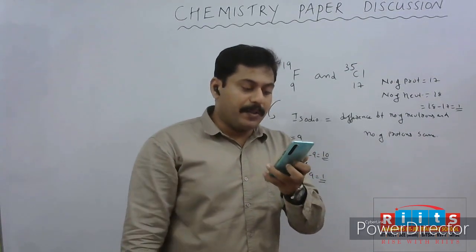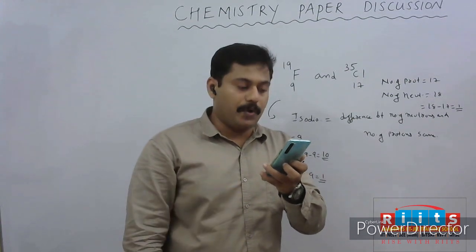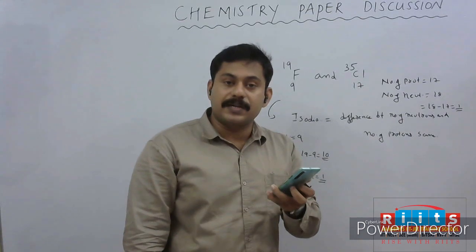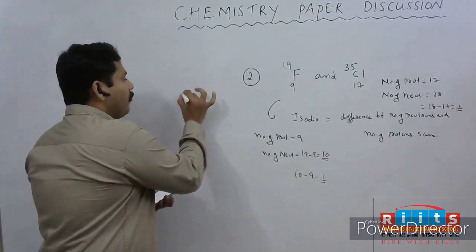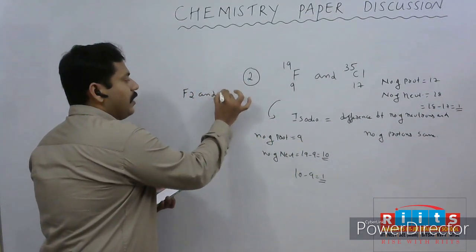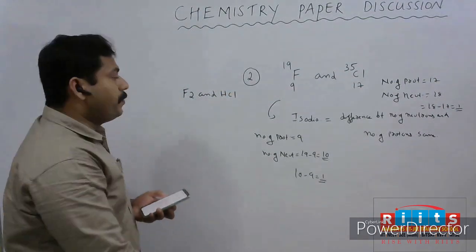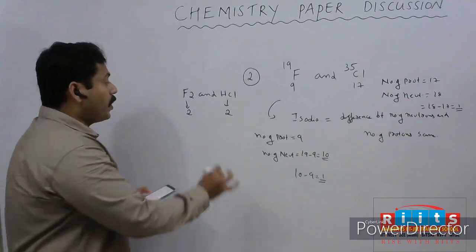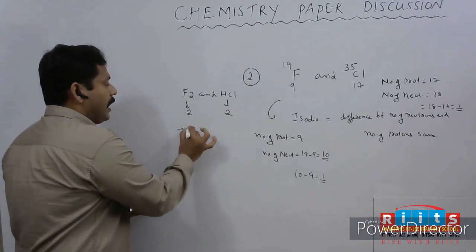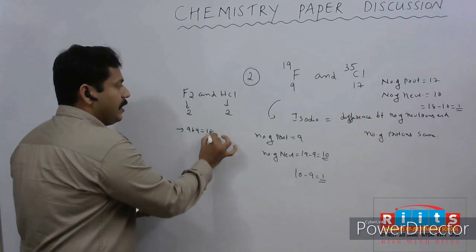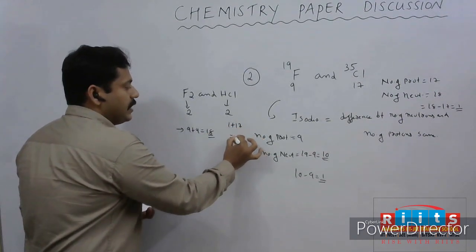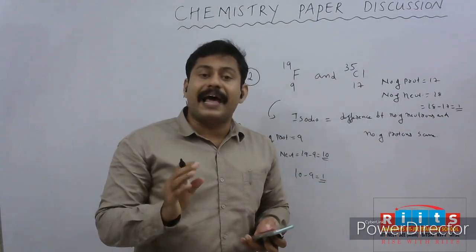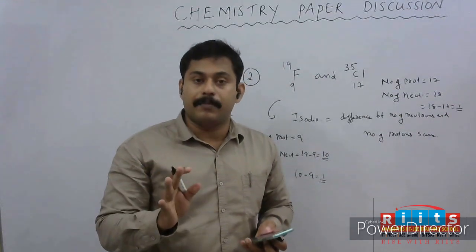For the remaining, we know that isotones means same number of neutrons. Isoelectronic means same number of electrons. What is the meaning of isosteres? Isosteres is a new term also. For example, F2 and HCl, they are isosteres only. F2 means what? How many atoms are there? 2. Here also how many atoms? 2. What is the total number of electrons? 9 plus 9, that is equal to 18. Here 1 plus 17, 18. That means, what is the meaning of isosteres? Same number of atoms as well as the same total number of electrons.